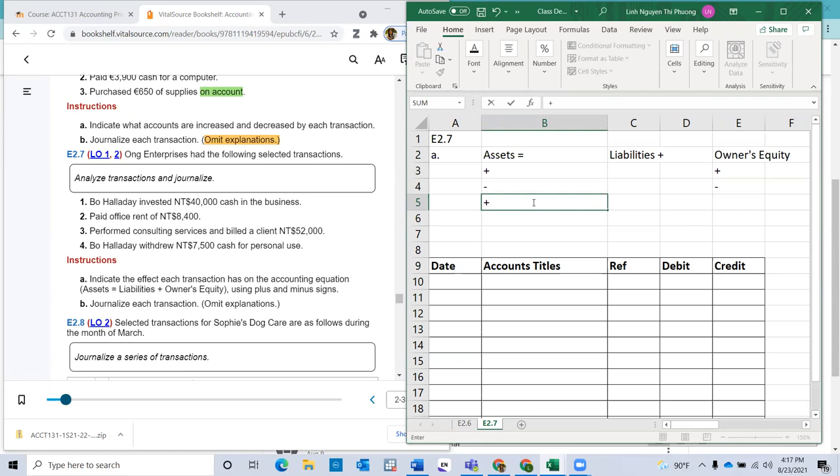What else? Now, when we finish performing the services to the client, revenues will increase. Revenue is under owner equity. So when revenue increases, our owner equity will increase.